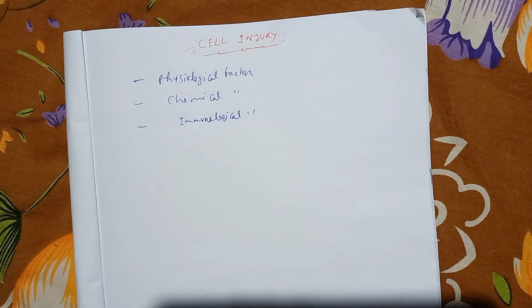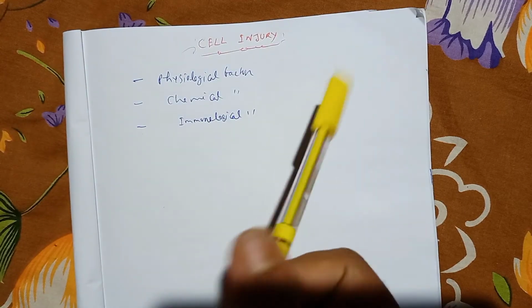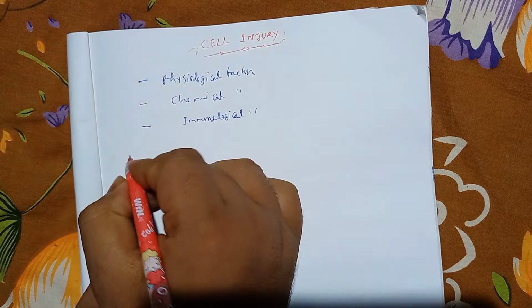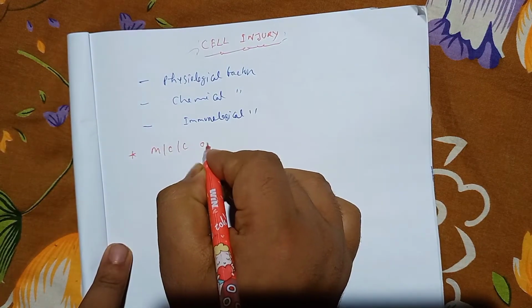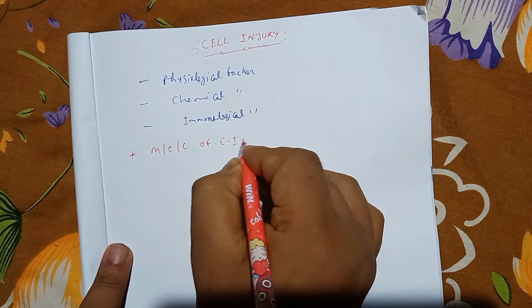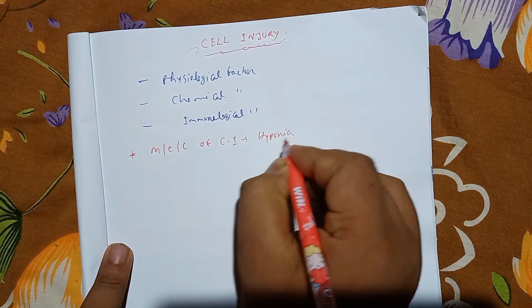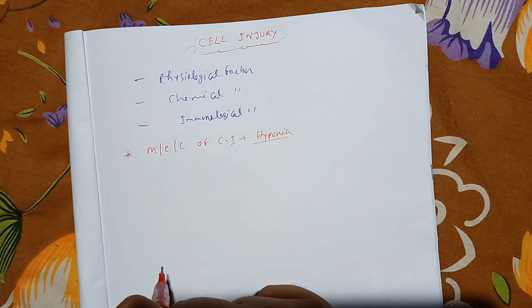But the most common cause of cell injury, I'm repeating again, the most common cause of cell injury is hypoxia. So it's an oath statement, you have to remember it. The most common cause of cell injury is hypoxia. And today we're going to focus on hypoxia.